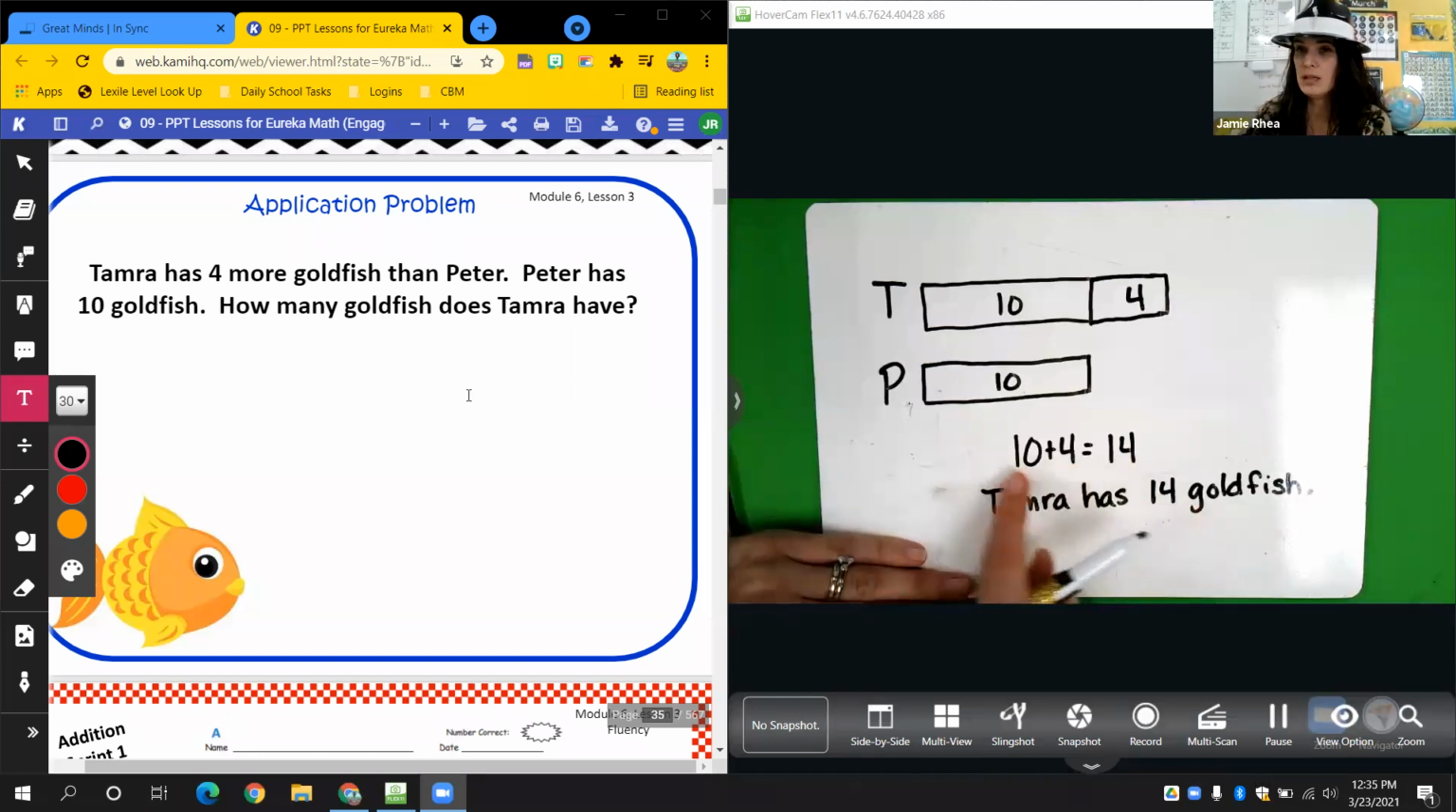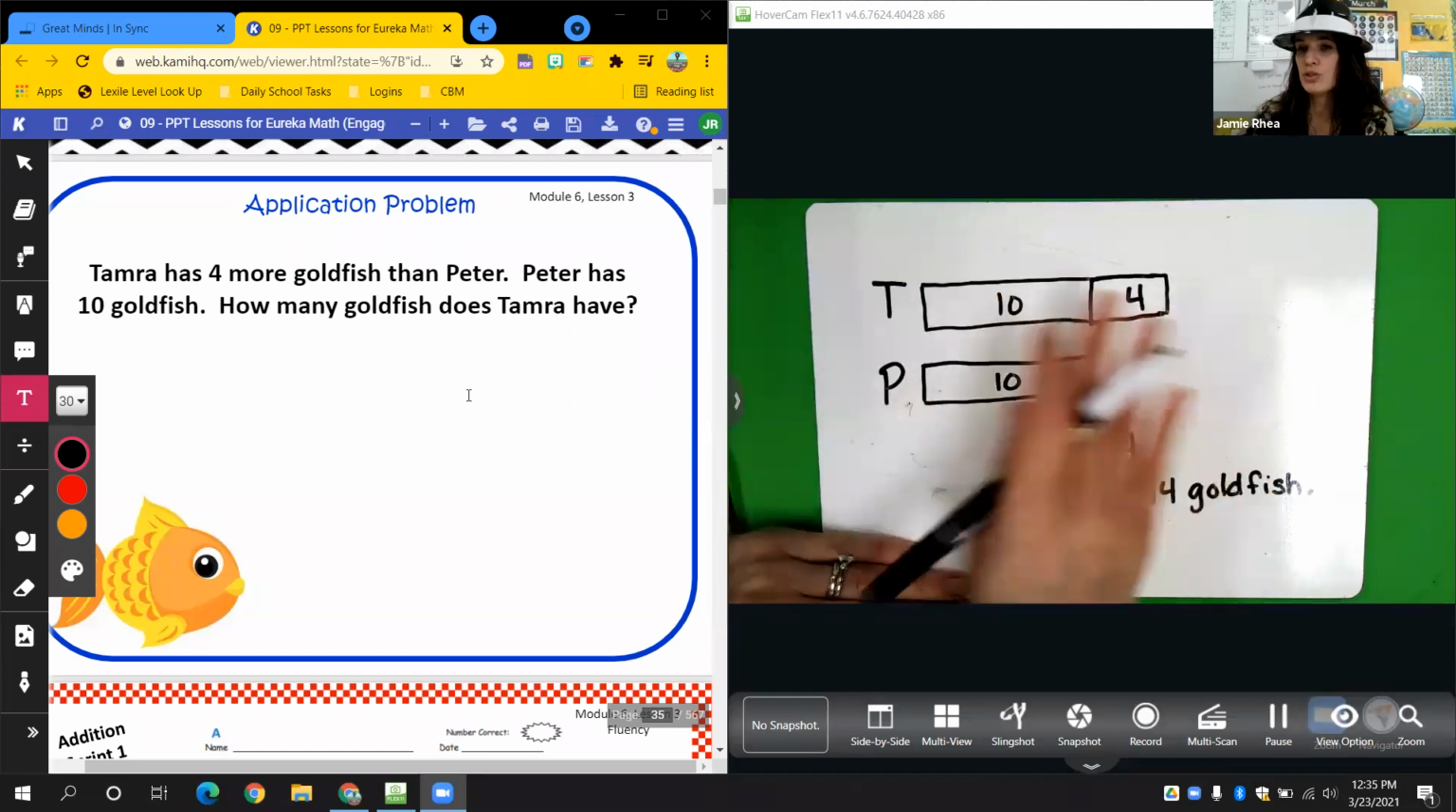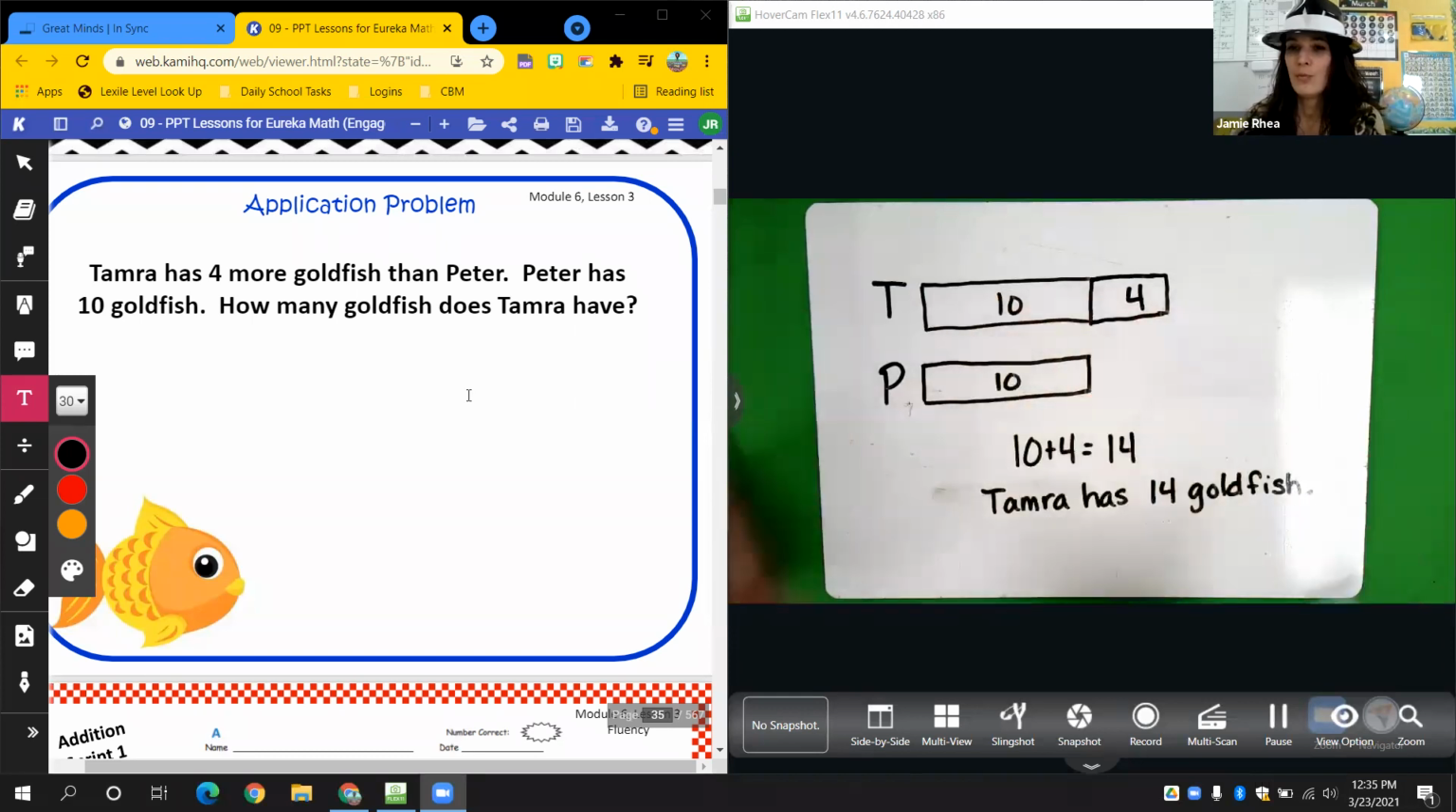We showed it with a number sentence here, and then we drew it out up here. Okay, so as long as you're showing me your work, then we're good to go. We've got our answer that Tamara had 14 goldfish. So that means case is solved. All right, so I'm going to take my detective hat off because I've solved that case. I'm going to erase my board.